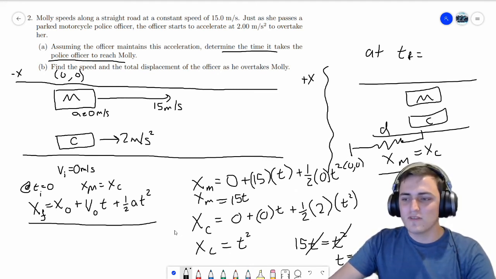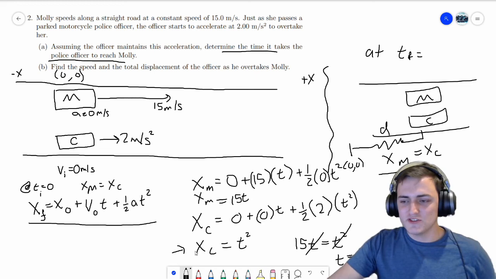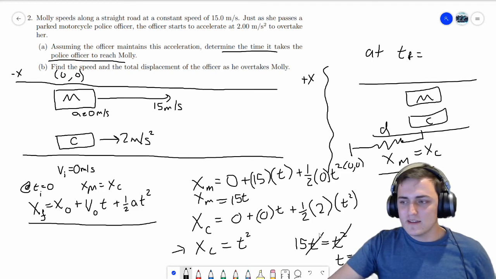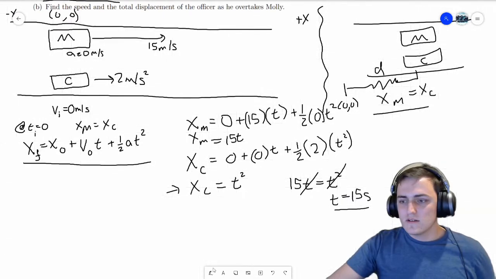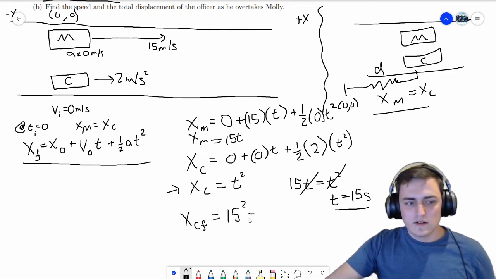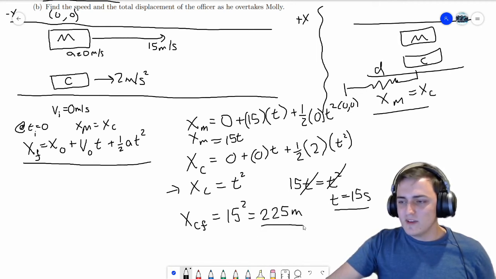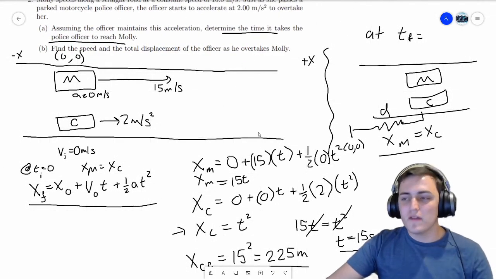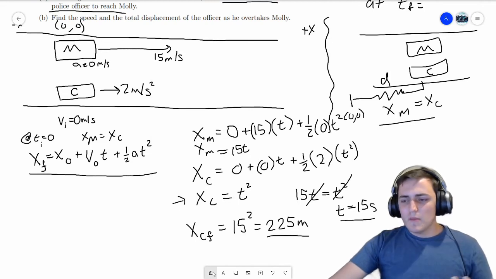Well, we can look at the final position of the cop, right? If his position is given by the function t squared, he's traveling for 15 seconds, we can go ahead and say that x sub cop, the final position of the cop, is just 15 squared, which is 225 meters. So that means he travels 225 meters. And we know that both Molly and the cop have that same displacement. But this isn't the entire answer.